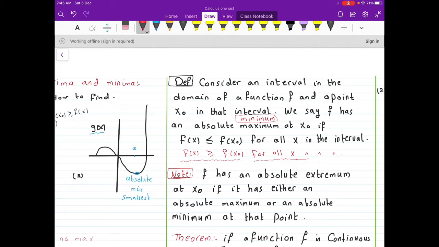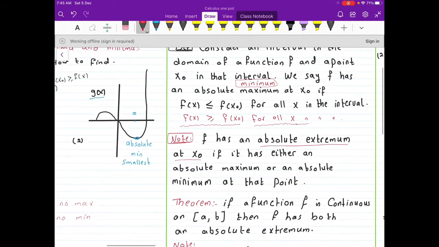When we say f has an absolute extremum at x naught, that means it has either an absolute maximum or an absolute minimum at that point. So if we are asked to find the absolute extremum, that means to find the absolute maximum or absolute minimum. If a function f is continuous on a closed interval, then f has an absolute extremum.